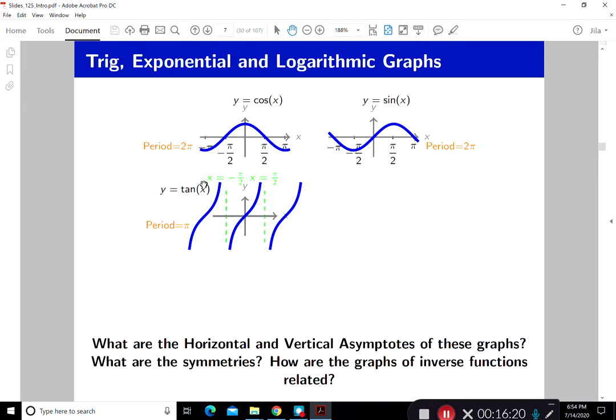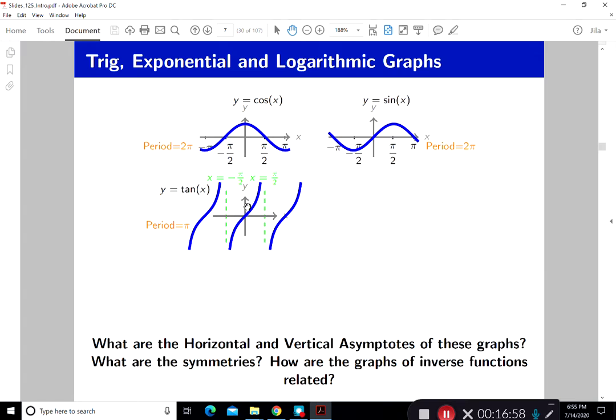Then let's talk about tangent of x. Tangent of x is one of those functions of much interest to us because it comes back in chapter 2 a lot. We have to remember how these graphs look. The vertical asymptotes and horizontal asymptotes are important to us. Cosine and sine did not have any asymptotes at all; they were periodic and would repeat themselves over and over again.